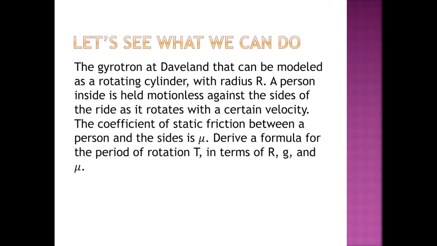Let's see if you now know how to do a question like this. We're going to say that the gyrotron at Daveland can be modeled as a rotating cylinder with a radius R. And what I want you to do is derive a formula for the period of rotation T in terms of R, g, and mu. What I would encourage you to do is press pause now, give the derivation a try. It sounds very similar to the question that you just did, and then we'll see if you can get it right.